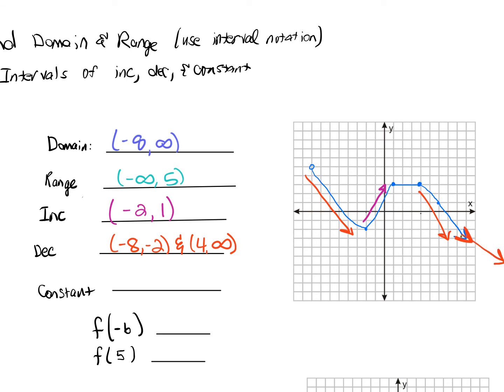Next with this, you're looking for the constant. Remember, the constant is where that line goes flat. Your line is flat or horizontal in this area here, where that pink line is. So it goes from 1 to 4.